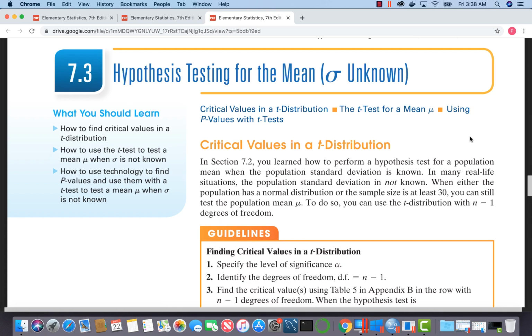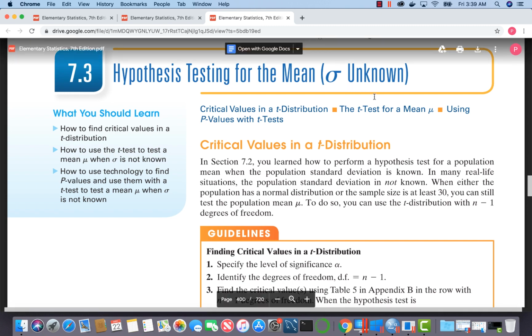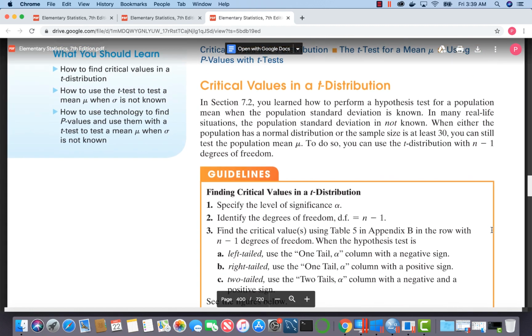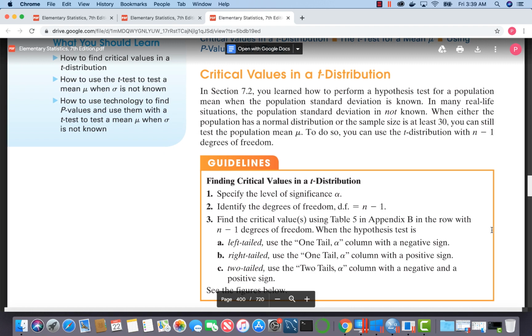Welcome back to Big Picture Statistics and Computer Analysis. Today we want to look at hypothesis testing for the mean, in which the standard deviation is unknown. For this we will use a t-test, and in this section we'll talk about the one sample t-test in particular.